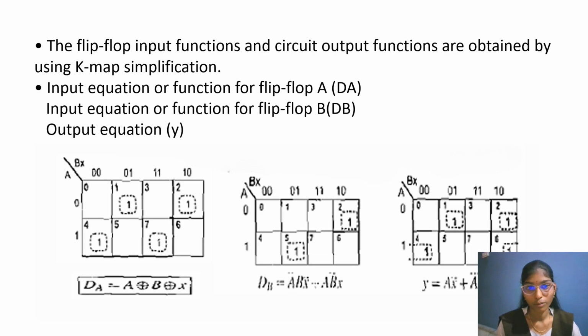The flip-flop input functions and circuit output functions are obtained by using K-map simplification. By using K-map, we can get the input equation of flip-flop A, flip-flop B, and the output equation. The input equation of flip-flop A is A XOR B XOR X, the input equation of flip-flop B is A bar B X bar plus A B bar X, and the output equation is Y equal to A X bar plus A bar X.